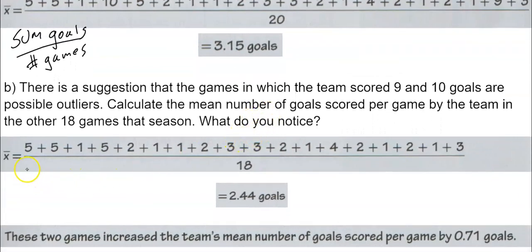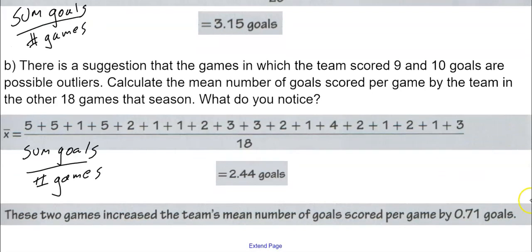What do you notice? So again, we did the sum of the goals divided by the number of games. Notice it's only 18 games this time because we took out the 9 and the 10 goals. So we notice that now they dropped to 2.44 goals. So we removed those high-valued games, and our average went down. So these two games increased the mean number of goals scored per game by 0.71 goals.